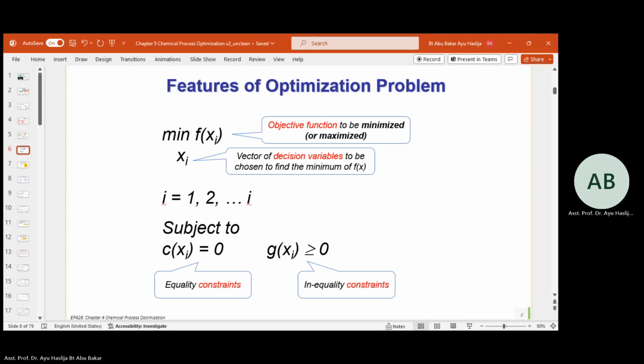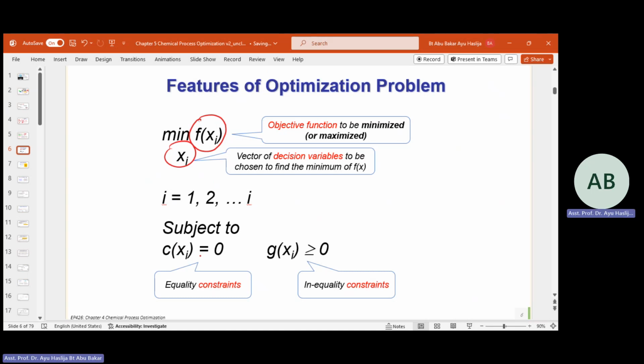Objective function. Later on, you need to identify the function. The function as in f(x). You will need to come up with the equation that relates to your problem. X here is the decision variables. Perhaps your flow rate, perhaps a range of flow rate. There is a range of it. Subject to c, the constraint.